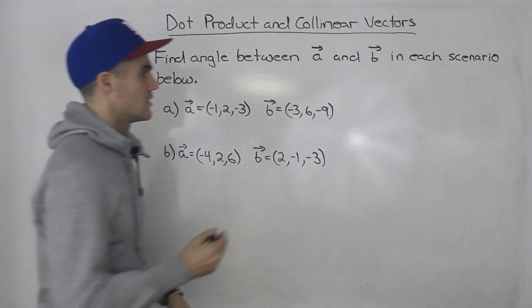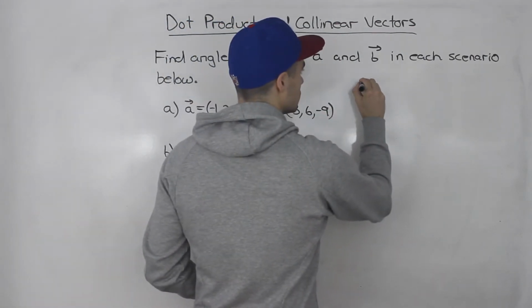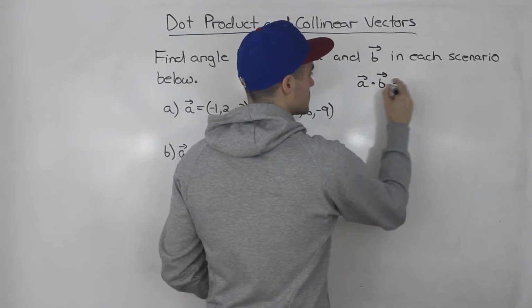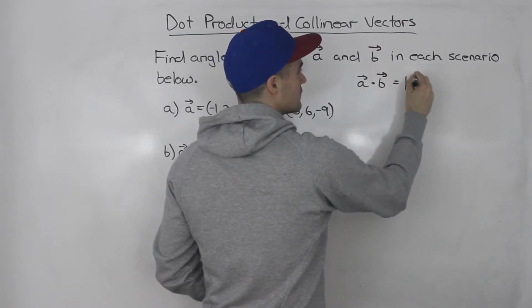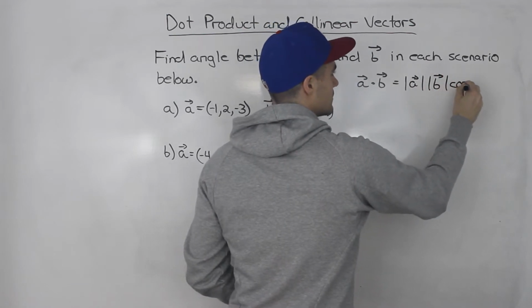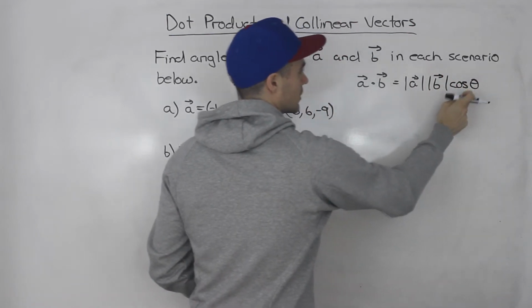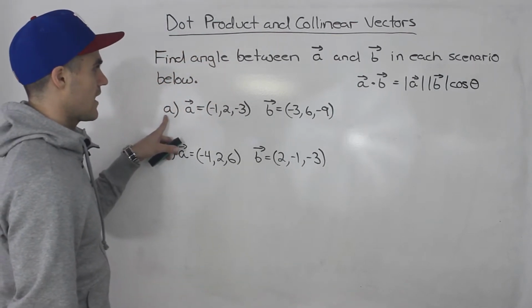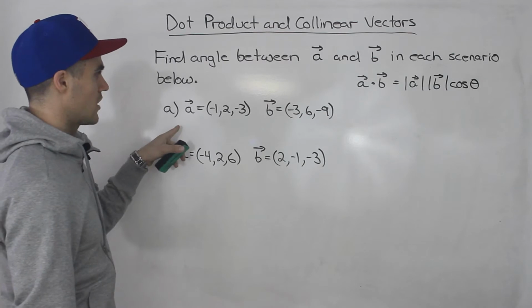What are you going to use? Well, usually you're going to use that dot product formula. So we've got A dot B is the magnitude of A times the magnitude of B times cos theta, and we're going to be solving for that theta. So starting off with part A, notice we could find the dot product.